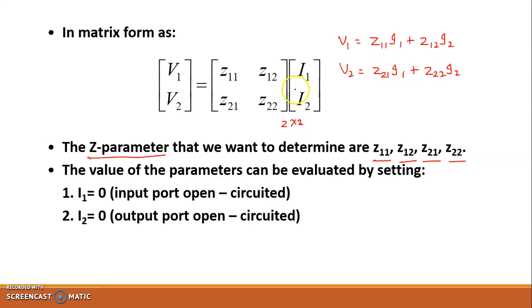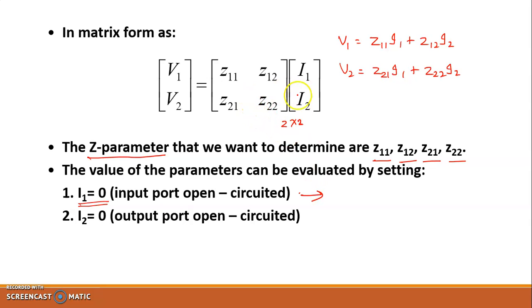Okay, so now how we can determine the values of Z11, Z12, Z21 and Z22 is that if you are open circuiting the input terminal, which means you are not connecting any load across the input terminal and that terminal is open. That means your I1 is equal to 0. Open means there is no current flow through that particular terminal. So if you make your input port open circuited, then you will be getting the parameters.